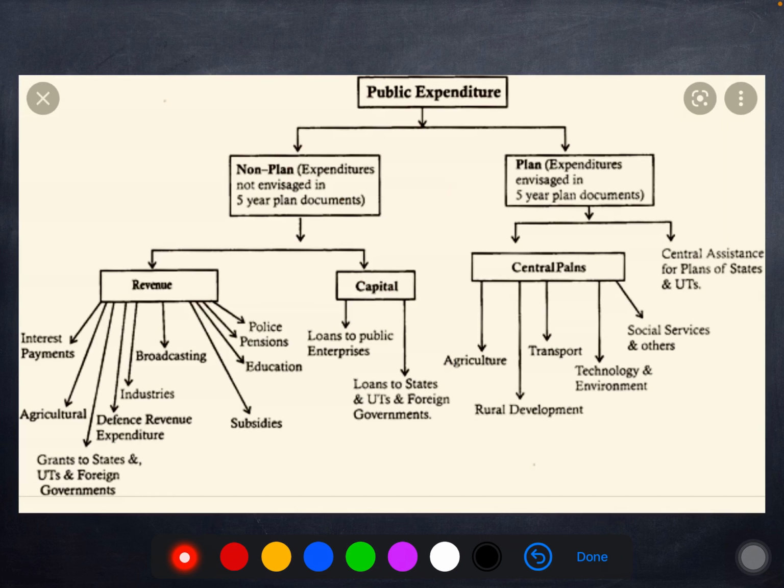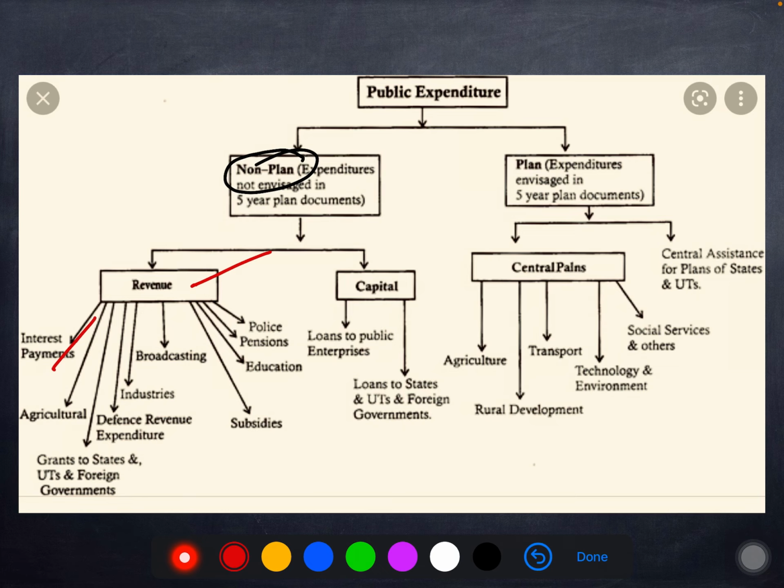Now you can see a flow chart with the explanation of plan and non-plan. First of all, I am going to talk about non-plan revenue expenditure. The first one is interest payments. Interest payments on market loans, external loans and various reserve funds constitute the single largest component of non-plan revenue expenditure.